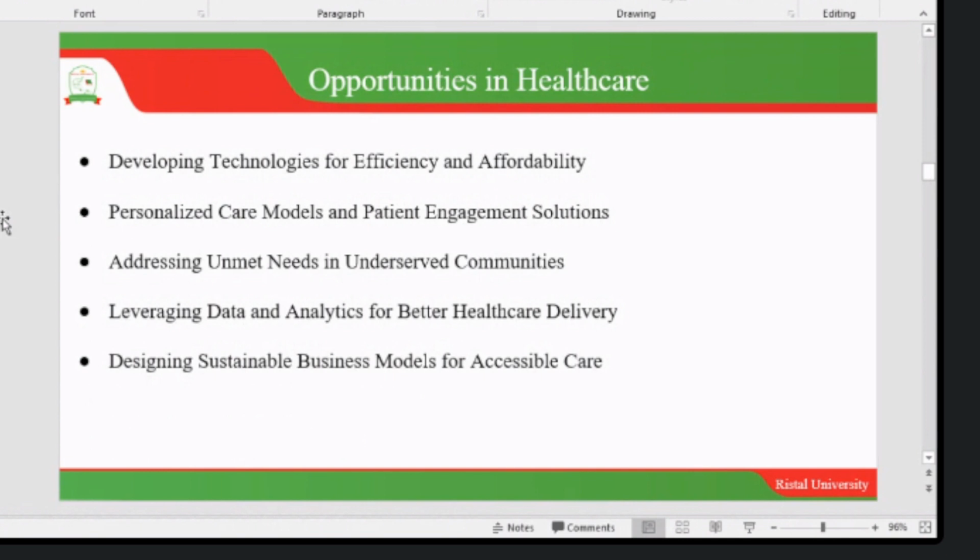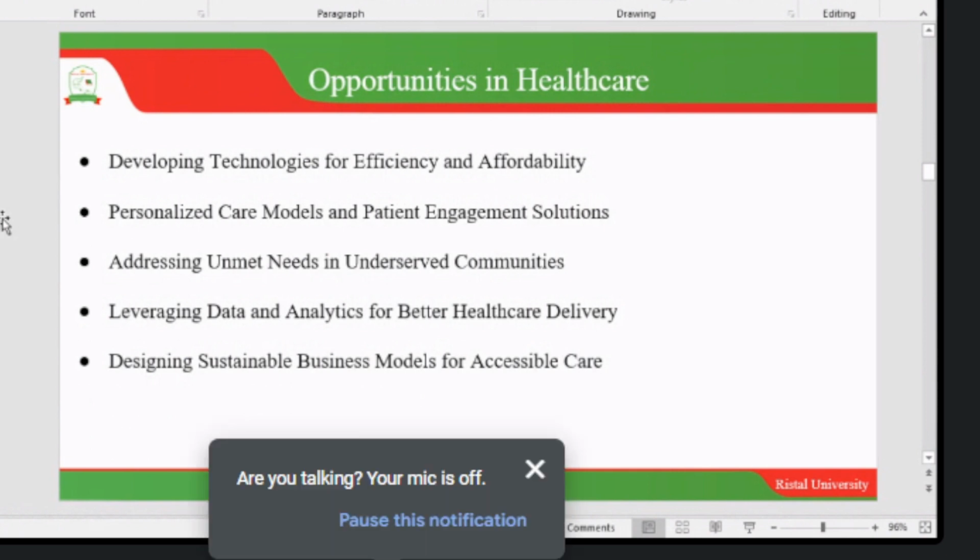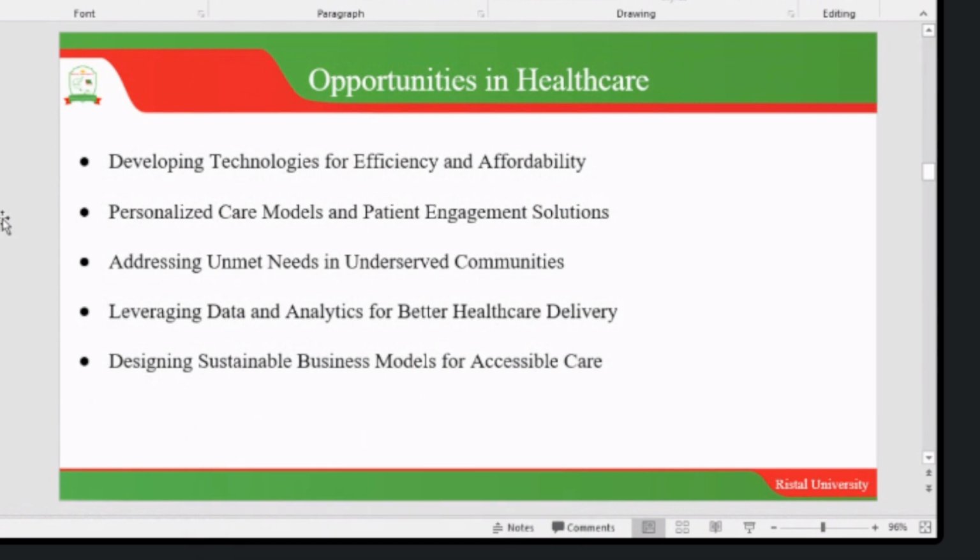Okay, such that even when they leave the hospital, they are followed up, so that there is that bond that is created between the patient and this healthcare provider. So those opportunities can be exploited by good entrepreneurs so as to have better healthcare. Then addressing unmet needs in underserved communities, and then leveraging data and analytics for better healthcare delivery. We know that when we collect data in real time from these patients, when we analyze it very well using the latest tools, then we can make better decisions.